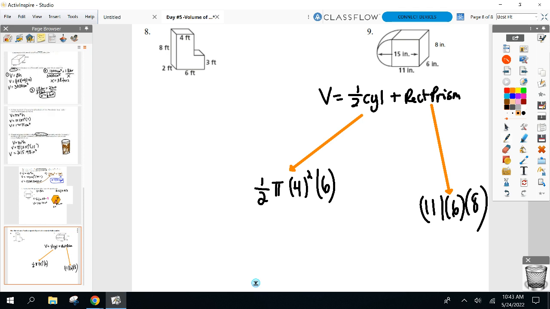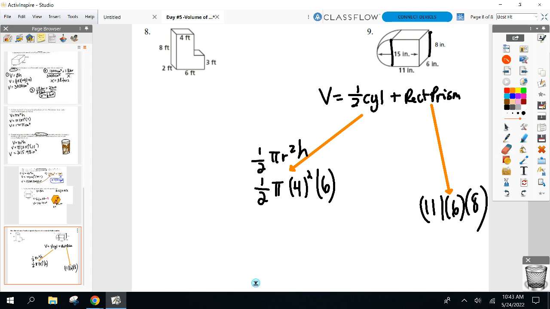Let me work backwards here. Let me start with number 9, especially the half cylinder, making sure we got the right measurements. It's half pi r squared h. So where's the r come from? The radius. Everyone see this is 8 right here, which is the diameter of the cylinder. Cut it in half, you get 4.